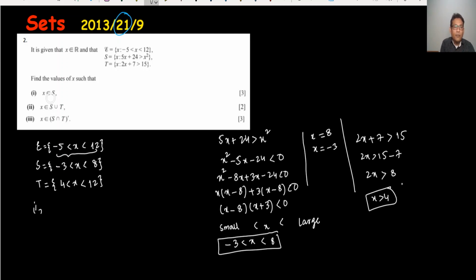Now the first requirement, the first part, is x is a member of S. So we have done this first part.